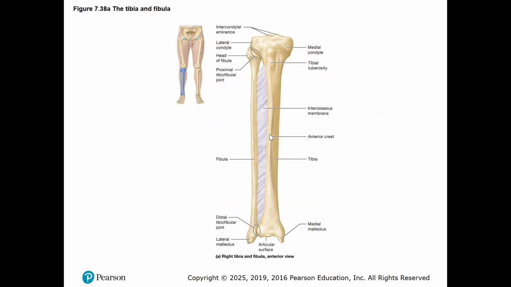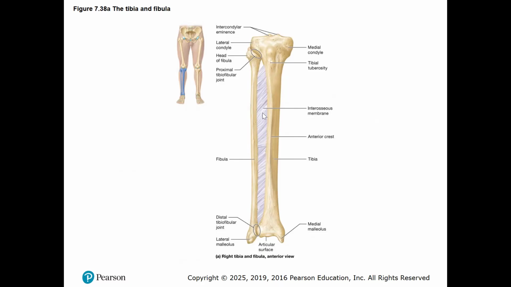It has this anterior crest here, which is why when you get hit in the shin, there's a nerve that runs right down this crest that can really hurt when you get hit on this anterior crest of the tibia. You see here the medial and lateral condyles of the tibia. You see the tuberosity here of the tibia, where the patellar ligaments attach. So your kneecap ligaments hold the kneecap in place here at this tibial tuberosity.